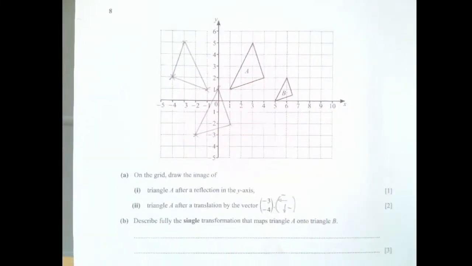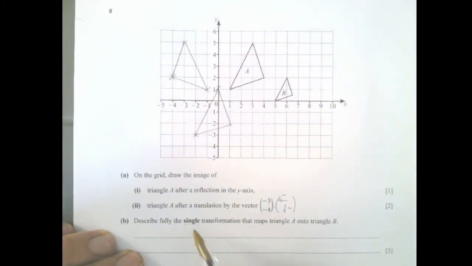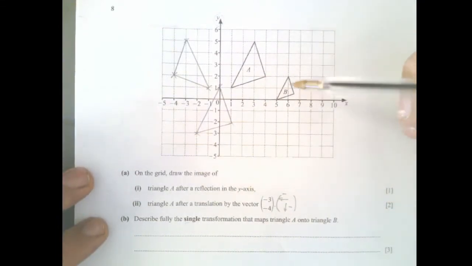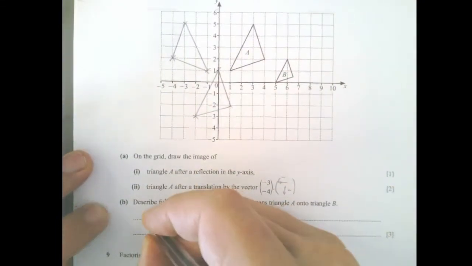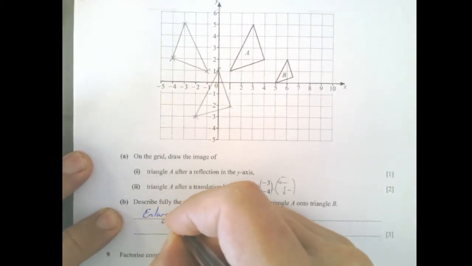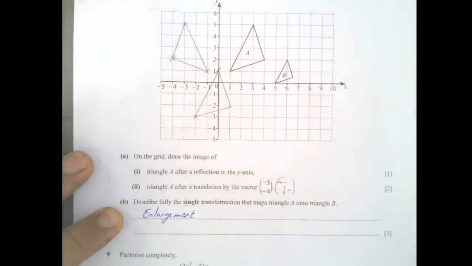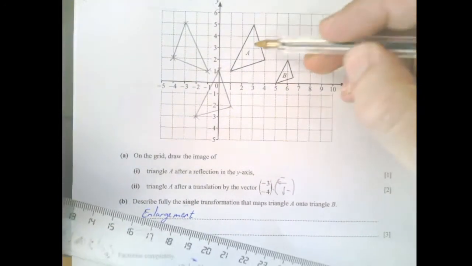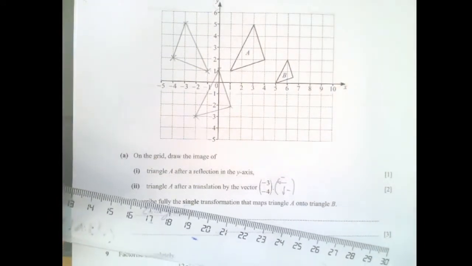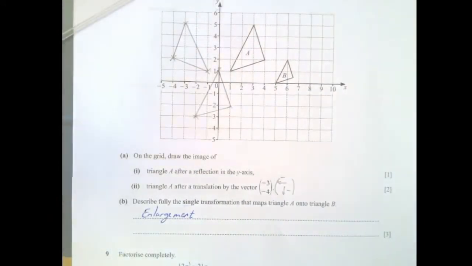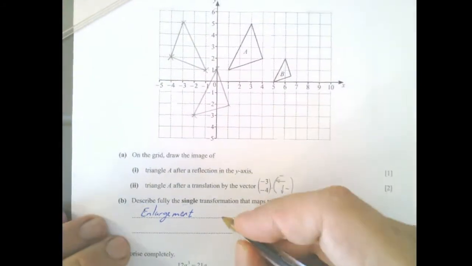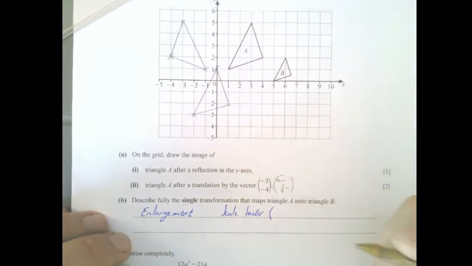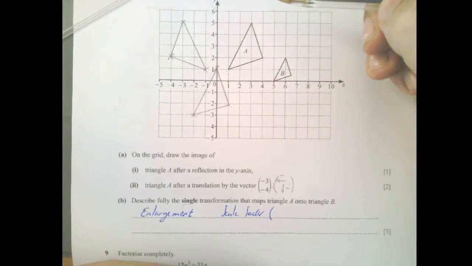Question 8b, describe fully the single, very important, single transformation that maps A onto B. So obviously it changes size, so it has to be an enlargement. That is the first mark, writing enlargement. Second, let's look at the scale factor. We're going from A to B, so it's getting smaller. That means we'll have a scale factor that is a fraction, not negative. This is very important. Okay, smaller doesn't mean negative. Smaller means fraction. So let's have a close look.